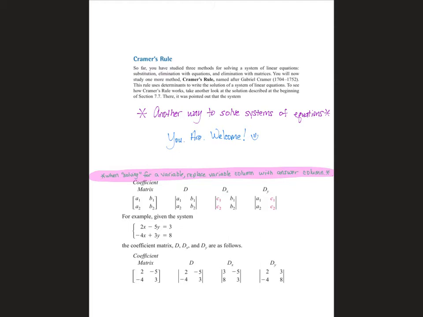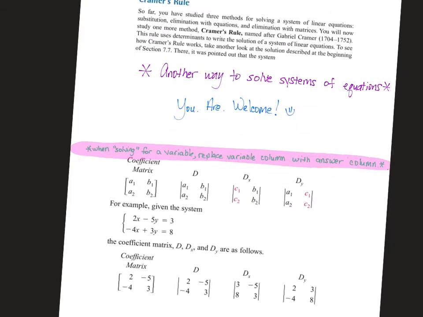We've learned elimination, substitution, Gauss-Jordan, back substitution, matrices, all that stuff. So right now, we're going to use Cramer's rule. On your test, you will have one question that says you have to use Cramer's rule. So whether you like it or not, you're going to have to do it on one question. So let's look at these.